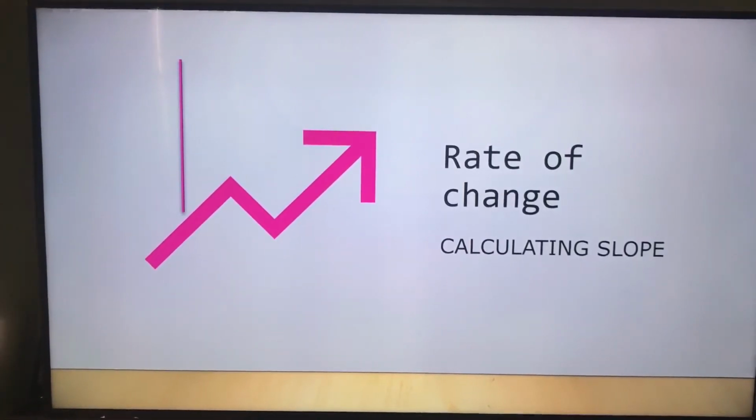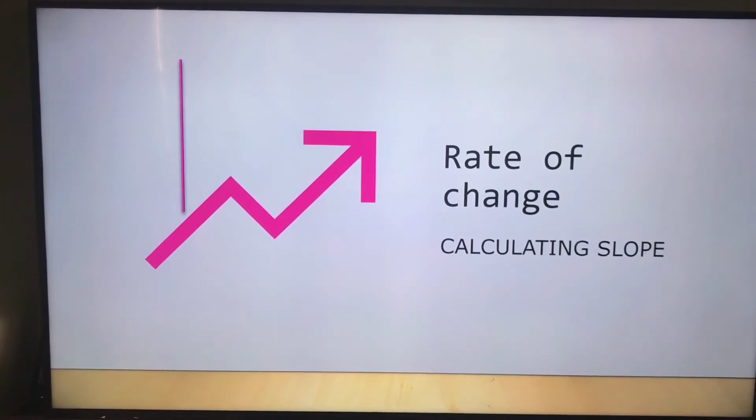This lesson's gonna cover slope. Slope is rate of change. Rate of change is slope. Slope is the rate your line is changing. So it's really important to understand that those words are interchangeable.